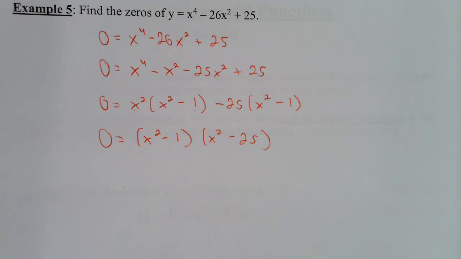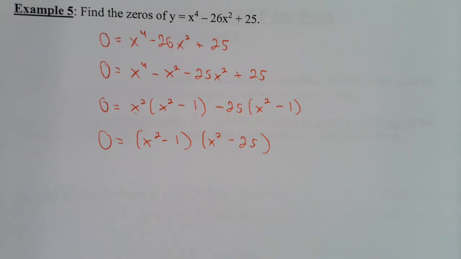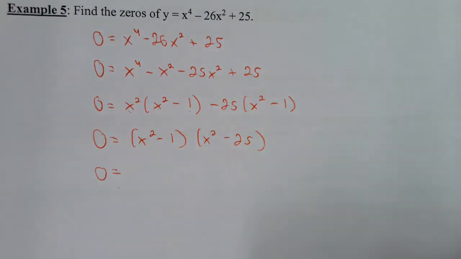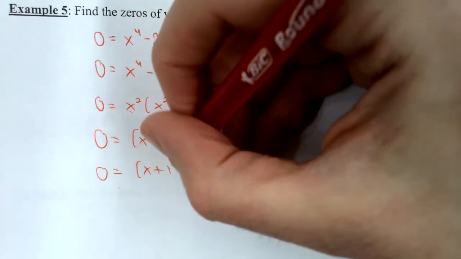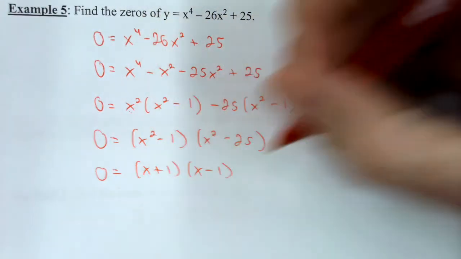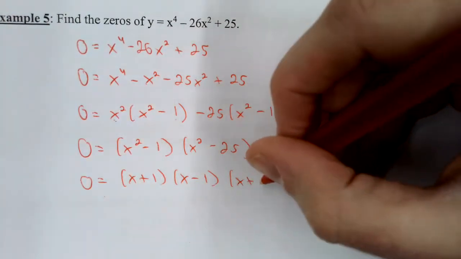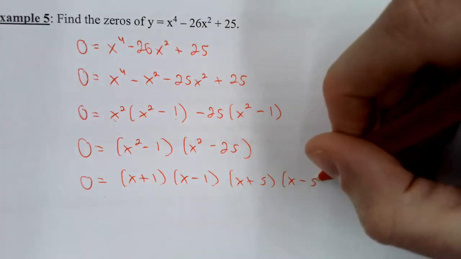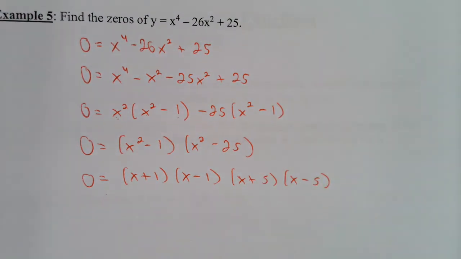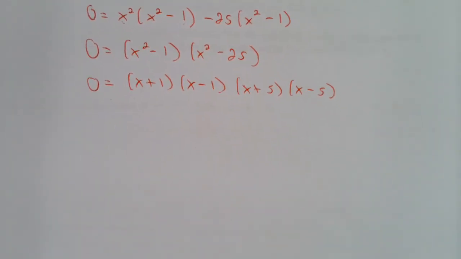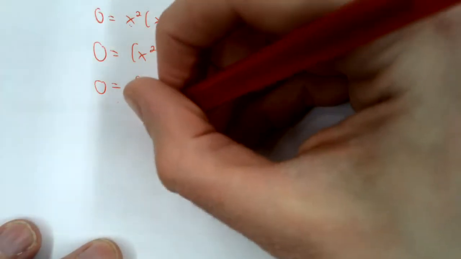And now we have difference of two squares. We are going to use the difference of two squares factoring rule twice. X squared minus 1 factors to x plus 1 times x minus 1. And x squared minus 25 factors to x plus 5 times x minus 5. Now it's factored. Set each factor equal to 0 and solve.